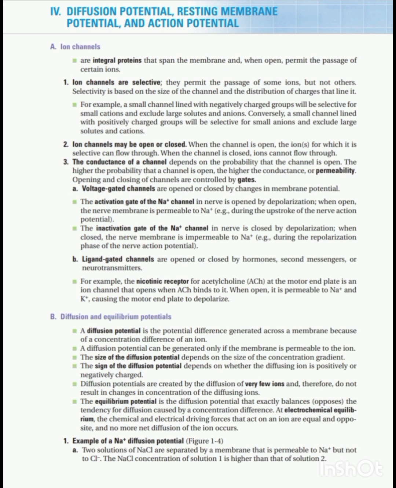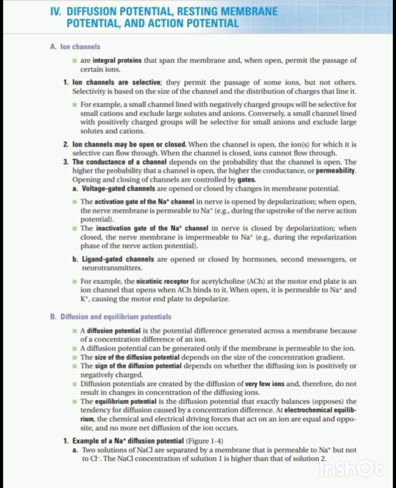The next property is that ion channels may be opened or closed. If the ion channel is open, then it will allow ions to flow through it, but only selectively, because it is selective. And when the channel is closed, the ions cannot flow through. Simple. The third thing is the conductance of a channel. That simply means the permeability of a channel. If the channel is open, the conductance is higher, and vice versa.